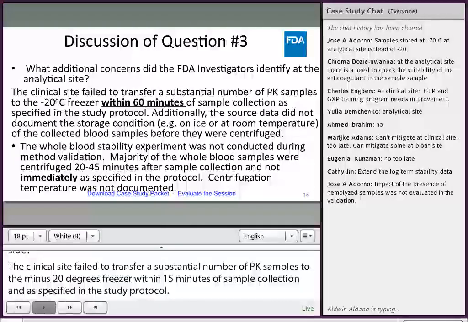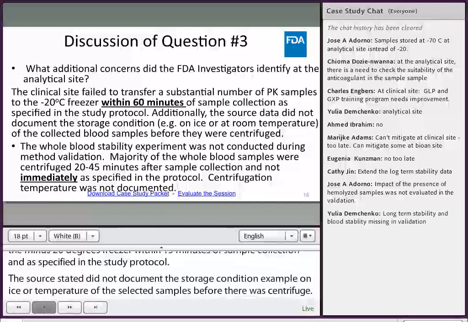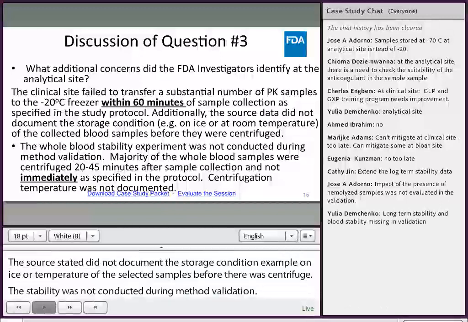The whole blood stability experiment was not conducted during method validation. Majority of whole blood samples were centrifuged 20 to 45 minutes after sample collection and not immediately as specified in the protocol. Centrifugation temperature was also not documented.